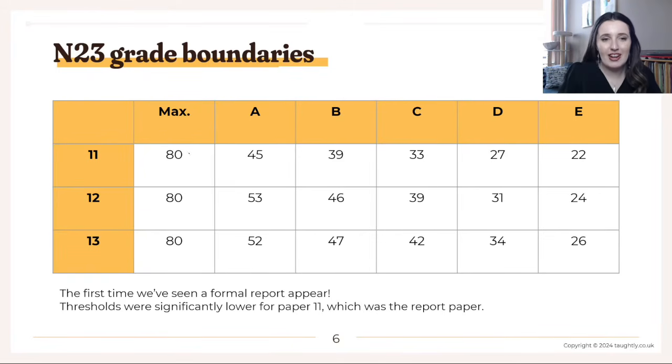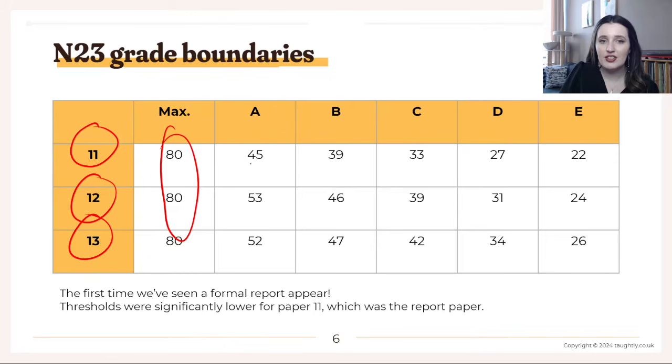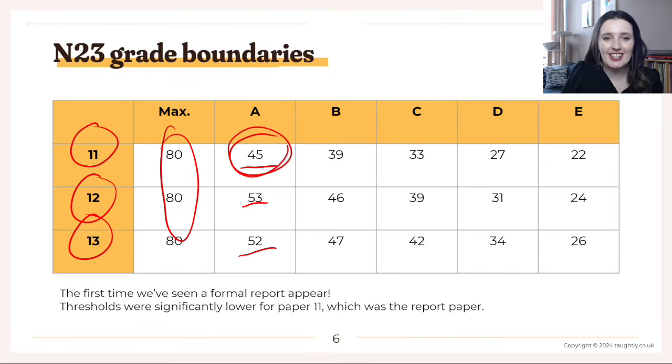Because look at the grade boundaries for November. So you have 3 different exams, 3 different versions of paper 1, depending on your time zone. And all of the exams are out of 80. Now to get an A, on the first version, you needed 45 out of 80. The second version, 53, and the third version, 52. Can you guess which exam the report came up on? Ding, ding, ding. So this is the exam, paper 1, 1-1, is the one that report writing came up on.